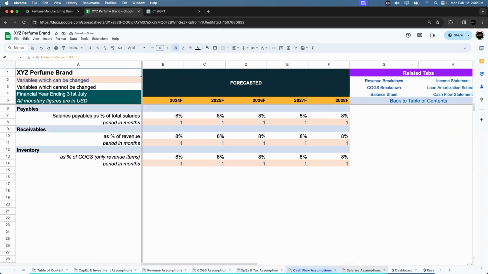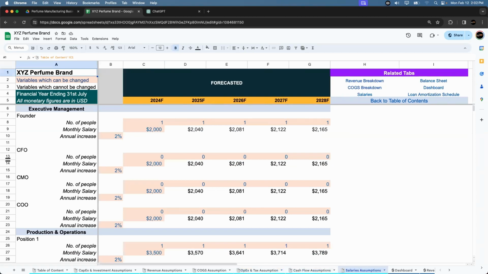After this, we have the cash flow assumptions and the salaries assumptions. I'm coming to the cash flow assumptions later. Let's focus on the salaries assumptions first. So let's say you're the founder. Obviously, there will be one in here. If you have like 2 or 3 founders, then you can just change the numbers in here. And let's say you pay yourself 2,000 every month, or maybe 15,000 every month. It totally depends on your choice. Then it's going to adjust accordingly, and you increase your pay annually by 2%. Then you are paying this much salaries every year to yourself.